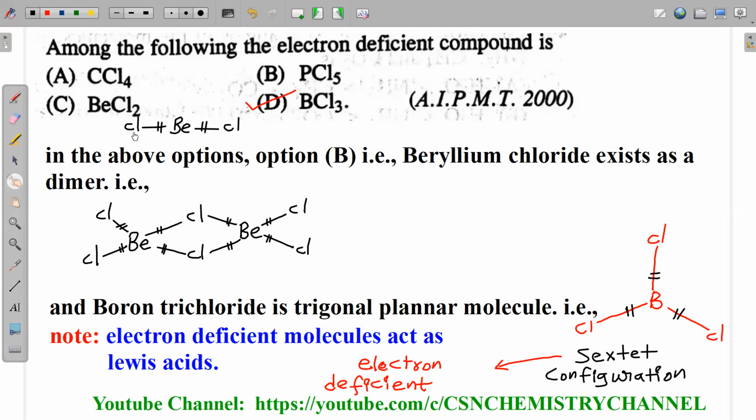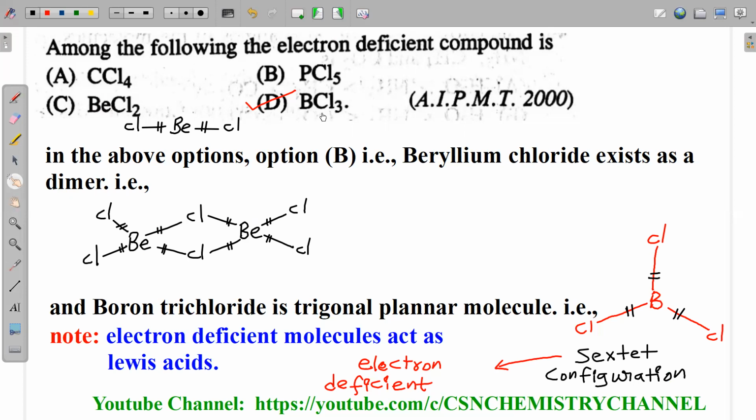But if you observe the discrete molecule of BeCl2, you can find that it is an electron deficient molecule. But BeCl2 never exists as an individual species, a discrete molecule. BeCl2 exists as a polymeric molecule. That's why it is not an electron deficient molecule.